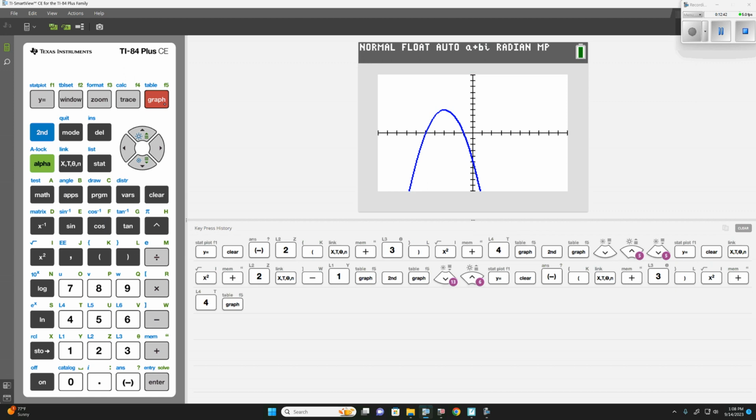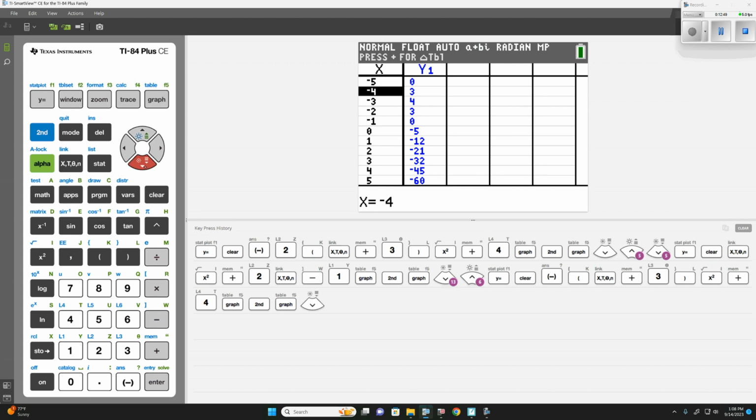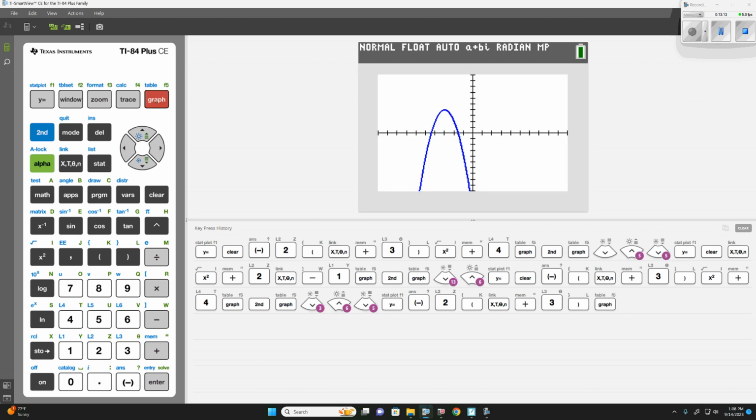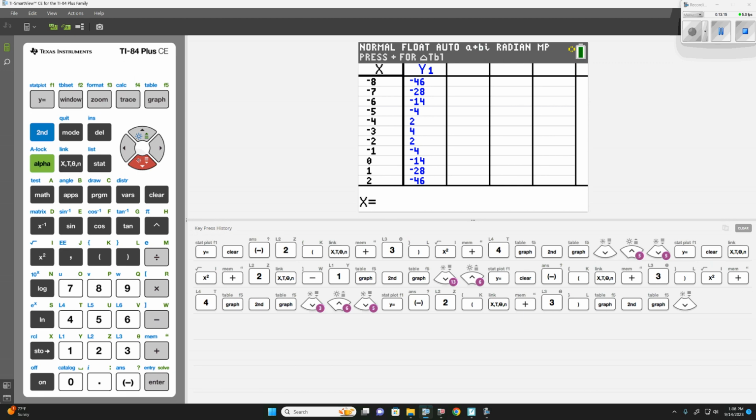Ours is a little bit skinnier because the scale, I think, is a little off based off this here. But if we look at the table, second graph, now we said the vertex was the point -3, 4. We can see that here. And if we look at the y values, sure. I was wondering why that looked a little off. Okay, that looks a little more accurate.